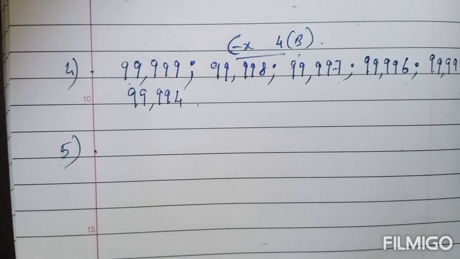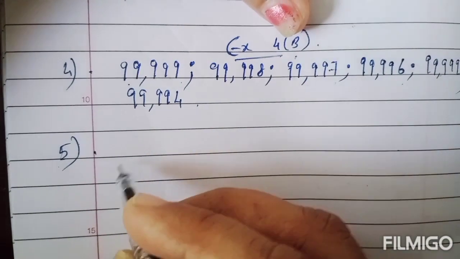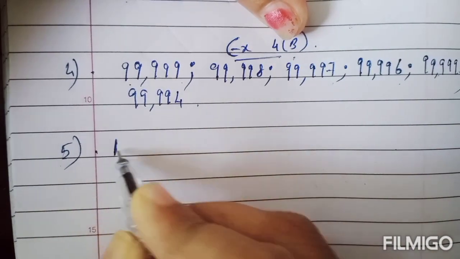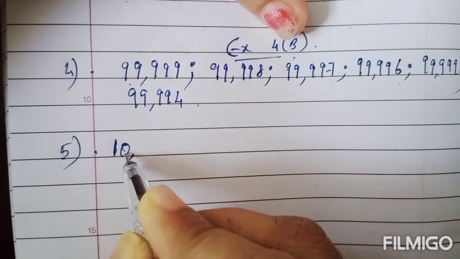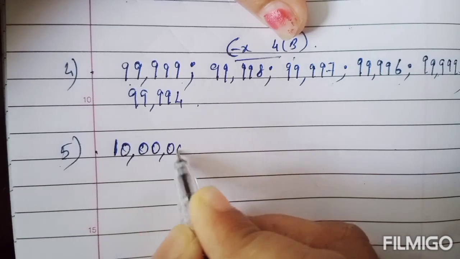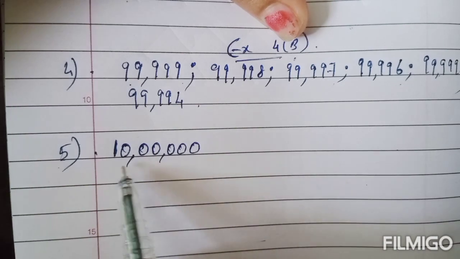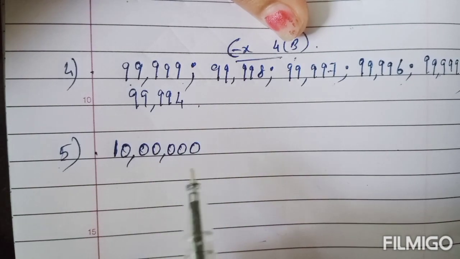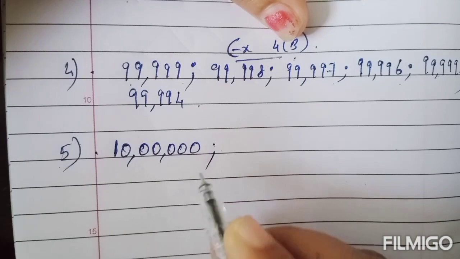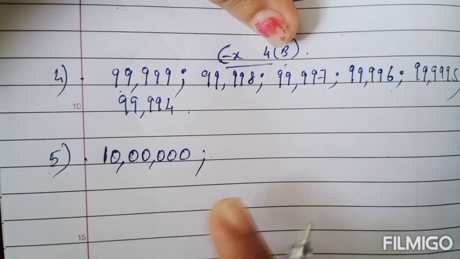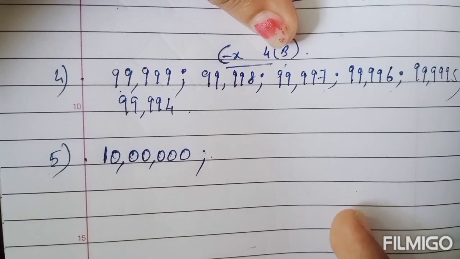Okay. In that fifth question, starting from the smallest 7-digit number, write the next 4 numbers in ascending order. What is the smallest 7-digit number? It is 10 lakh, 10,00,000. This is the smallest 7-digit number. Now starting with this number, you have to write the next 4 numbers in ascending order.